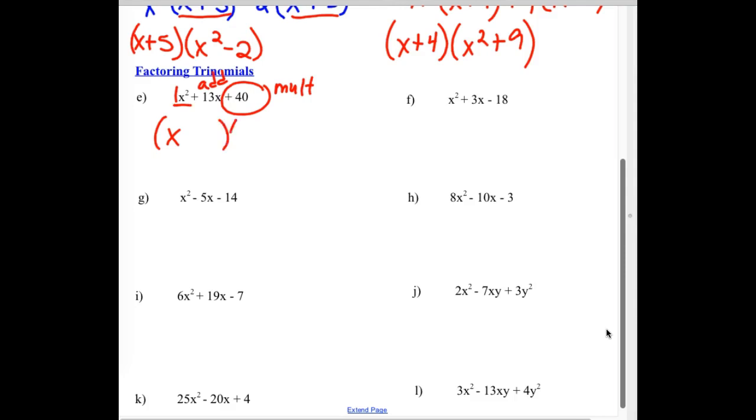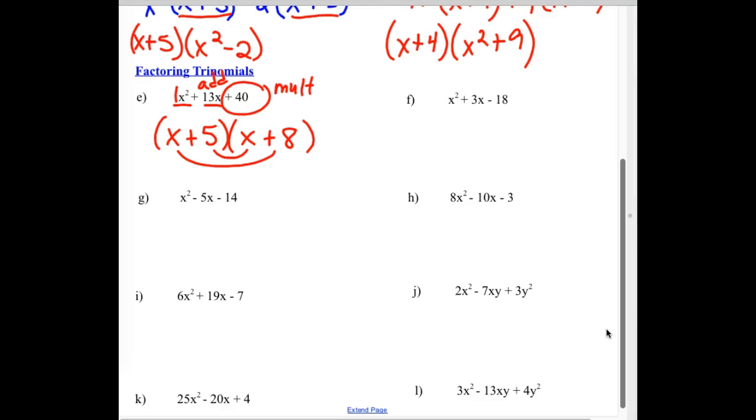So my x squared will be broken up into 1 in each factor. The 40 we're going to break up into the factors of 5 and 8. Everything is positive. And then we just double check. Do we get the correct middle term? So if I were to FOIL this out, I'd end up with 5x and 8x as my middle pieces, and that's where I end up getting the 13x back.